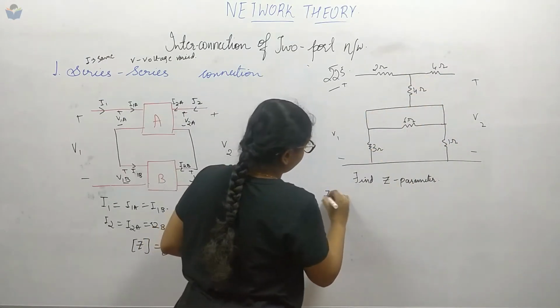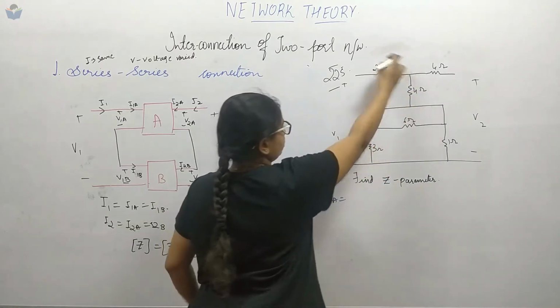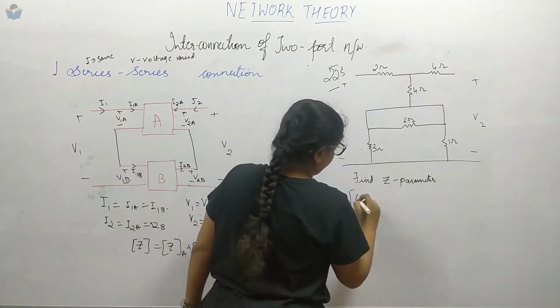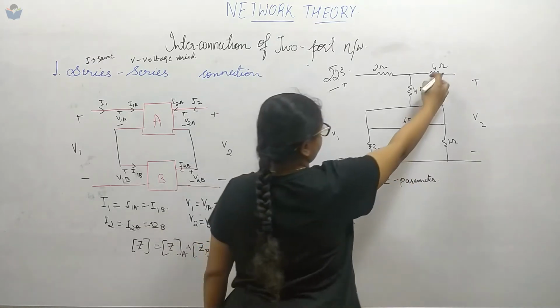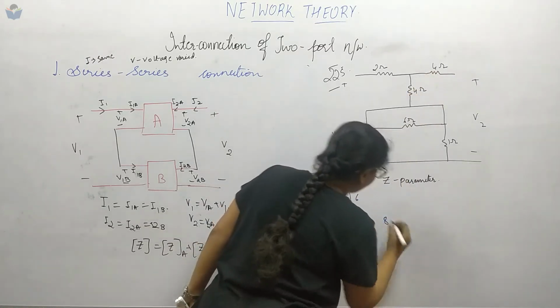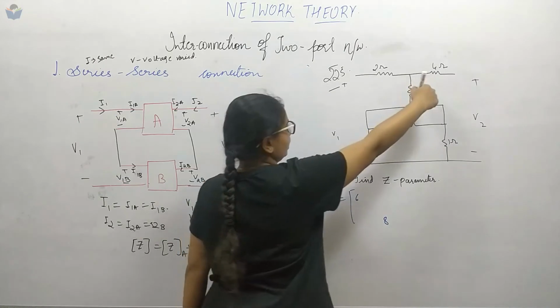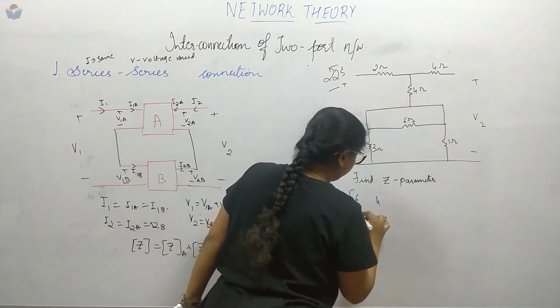So ZA we can write directly. This will be 2 plus 4, so we get Z11. Then 4 plus 4 is Z22. And these two we have to fill as this one, right? So this will be 4.